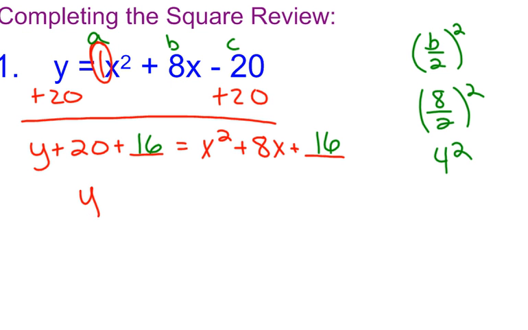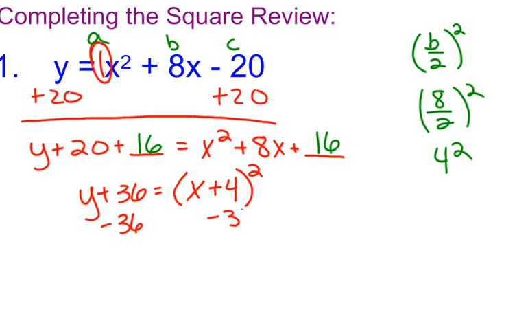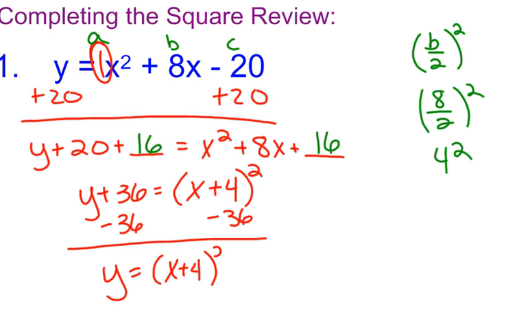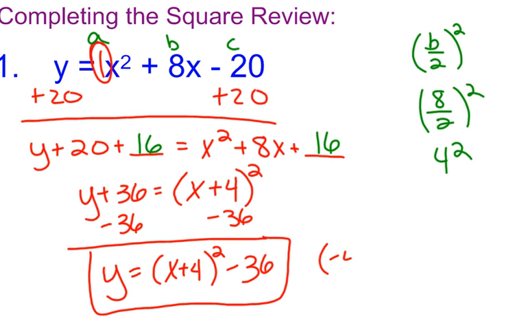When I add on the right side, I'd have y plus 36 equals, and then at this point I'm going to factor into the same thing twice. So I'm looking for factors of 16 that when I add together make 8, which is x plus 4 times x plus 4. Last step for vertex form is to minus 36 from both sides. So I have y equals x plus 4 quantity squared minus 36. If I was to list the vertex for this parabola, it would be negative 4, negative 36, if you remember that.